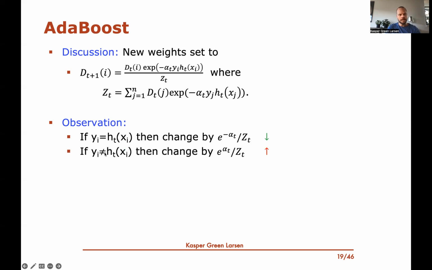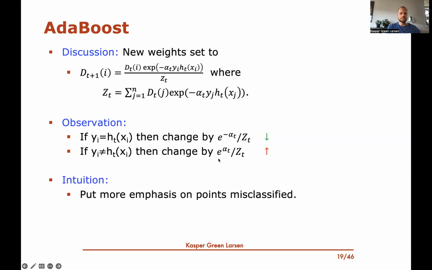And on the other hand, if the prediction is wrong, so y_i is not equal to h_t of x_i, then the product y_i h_t of x_i, one is -1, one is +1, so this is going to be -1, which means that the weight that you're going to put is e to the alpha_t. So in some sense, right here you're reducing the weights, and here you're increasing by e to the alpha_t. Which means that the intuition is that the algorithm is going to put more weight on the points that you misclassify.